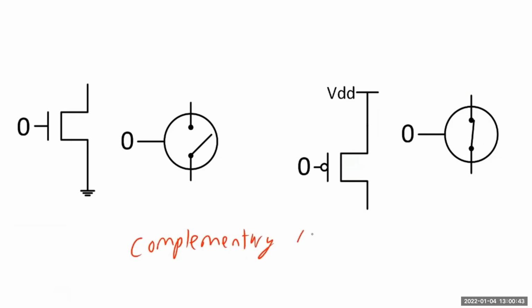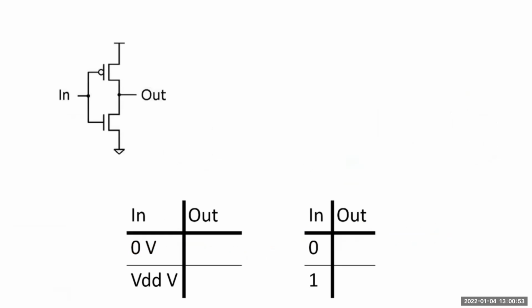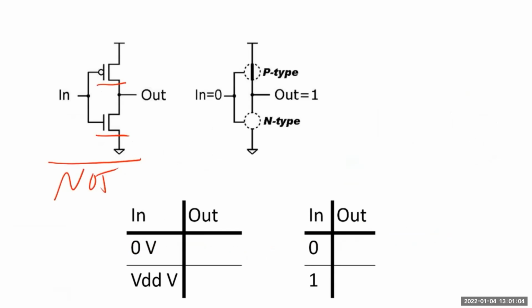Complementary MOS, or CMOS, is how we talk about NMOS and PMOS as a group, and any other type of logic that has a similar functionality. The amazing thing is that we can use just PMOS and NMOS transistors to create any circuit. And so here we have a NOT gate, and we'll show you how this works.